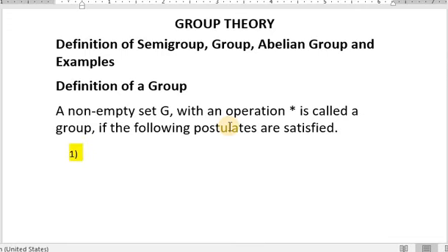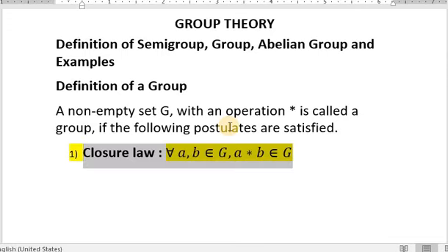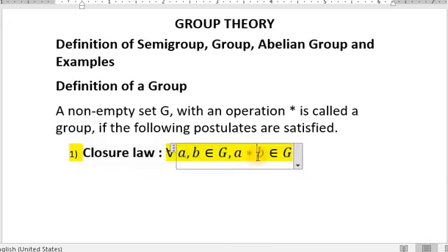The first property is closure law. For all A, B belongs to G implies A star B belongs to G. Means with respect to the given binary operation, the two elements A and B belonging to G must imply A star B also belongs to G.